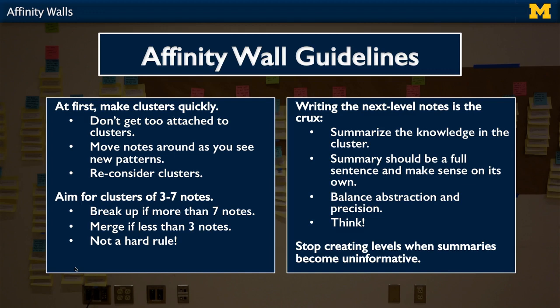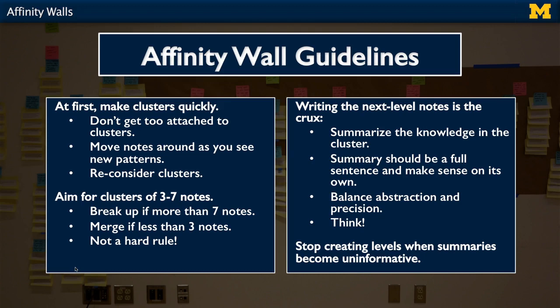The other thing with the affinity wall is that whenever you have a cluster that's stable and finalized, you'll want to summarize the contents of that cluster and all of the affinity nodes in it with a sentence about that cluster. This summary is one of the tricky parts of the affinity wall, and it should be a sentence that makes sense on its own and which balances the abstraction and generalization you've come up with for that cluster, but also precision, so that you're not just making very vague statements that don't tell you much.